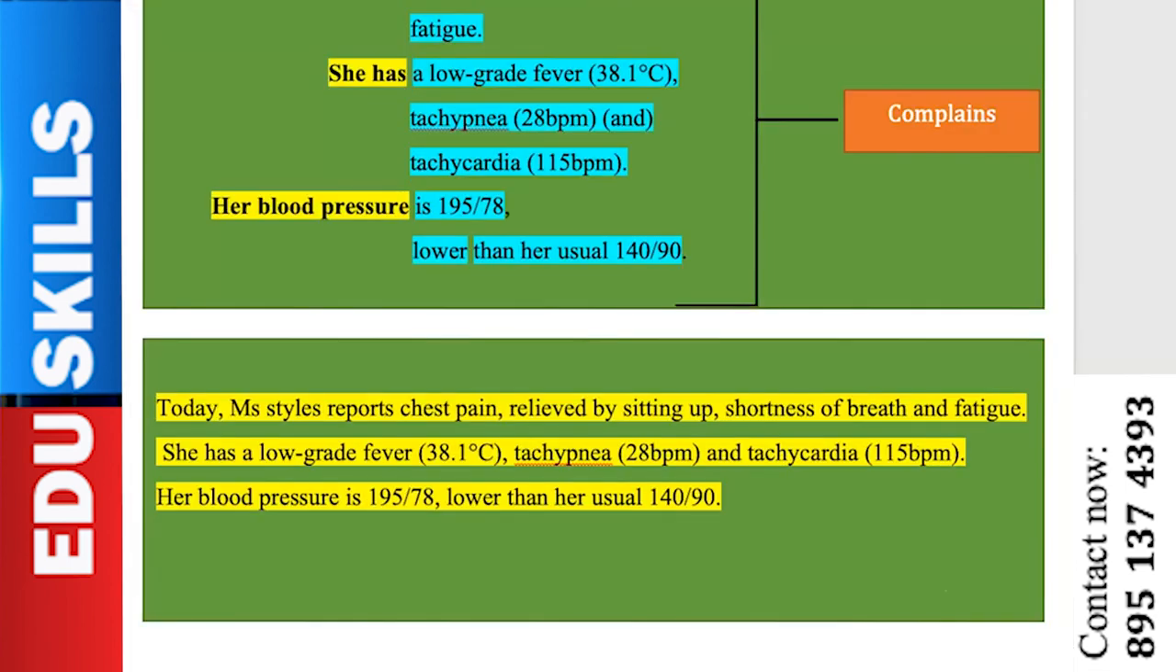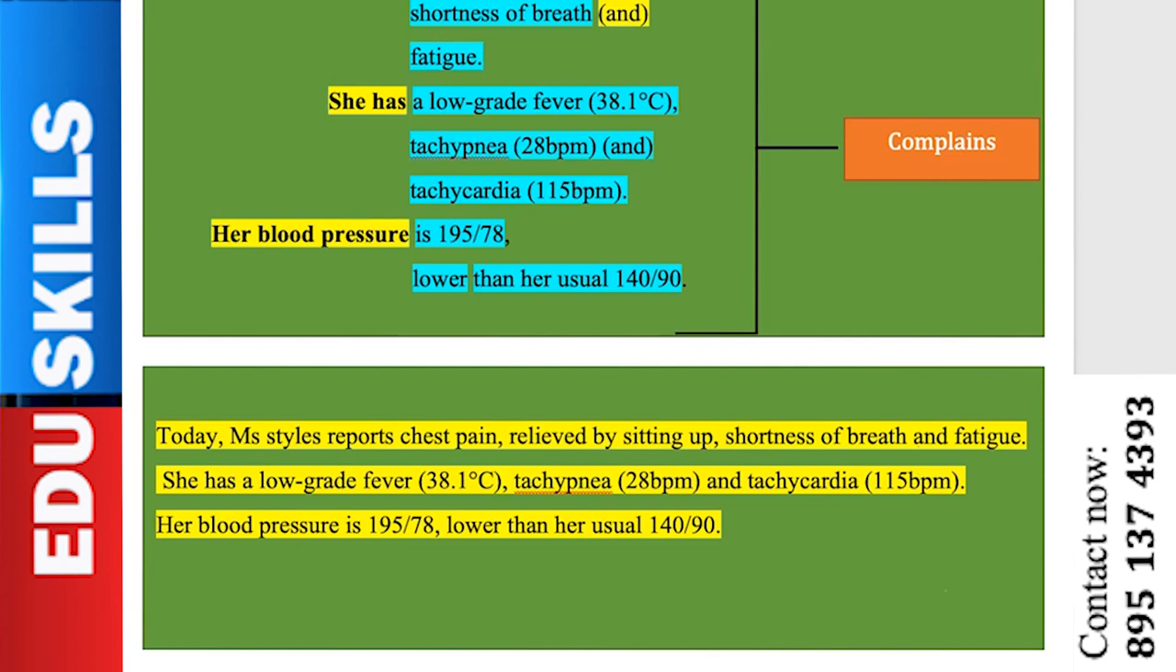Please, somebody read this. Today, Mrs. Stiles reports chest pain, relieved by sitting up, shortness of breath and fatigue. She has low-grade fever, 38.1 centigrade, tachypnea, 28 breaths per minute, and tachycardia, 115 beats per minute. Her blood pressure is 125/78, lower than her usual 140/90. Sir, this is 195. 125, Father, that one. Oh, sorry, that's a typing mistake.